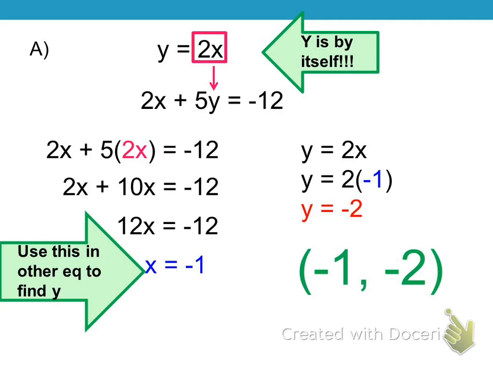Yes, ma'am? So negative 1, negative 2, that's where they intersect? Yeah, so if I graphed these, the lines would be crossing at negative 1, negative 2. Yep. And if I plug in negative 1, negative 2 to these equations, I should get a true statement on both. Like negative 2 equals 2 times negative 1, that's true. Here we get negative 2 plus negative 10, which is negative 12. So yeah, it does check out. Other questions?